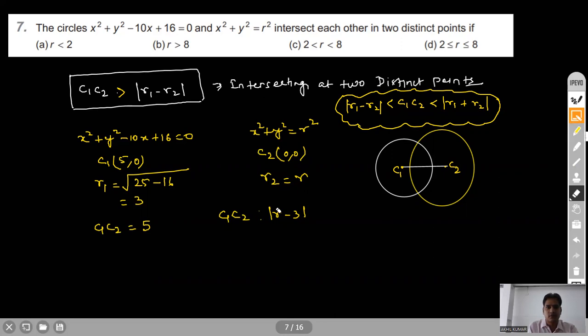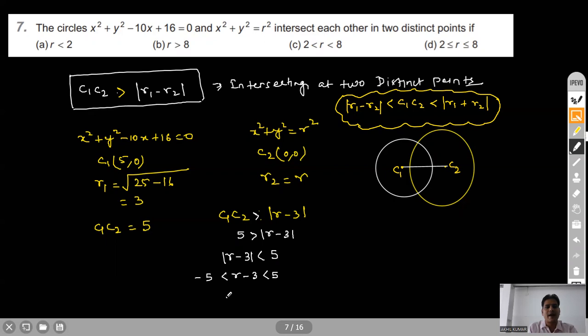Similarly, I have to erase here also. This one will be greater than R1 minus R2. So what does it mean? C1C2 is 5, right? 5 should be greater than |R minus 3|. Same thing, we can write it as |R minus 3| is less than 5. So where should this R minus 3 lie? It should lie between 5 and minus 5.